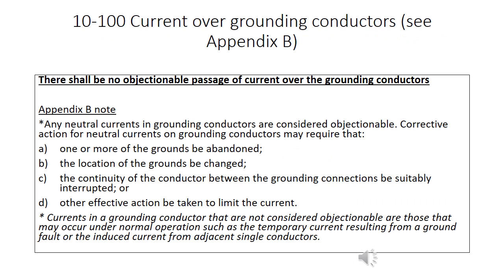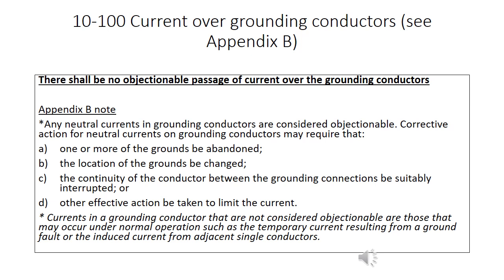(2015) Canadian Electrical Code Rule 10-200 has been moved to 10-100 and has been significantly revised to now read, "There shall be no objectionable passage of current over the grounding conductor." From Appendix B note, which now states, "Any neutral currents in grounding conductors are considered objectionable."